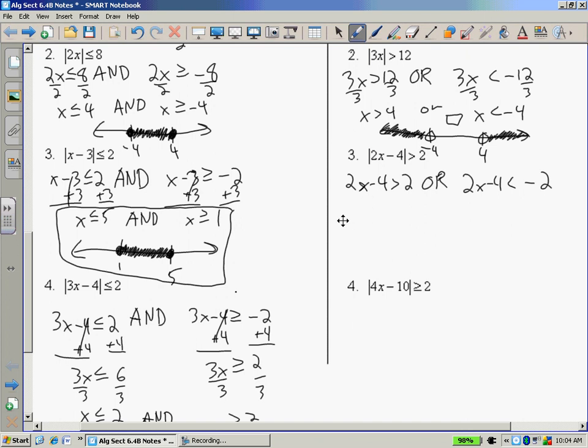Okay, now we're going to solve. We're going to add 4 to both sides. 2x is greater than 6. Divide through by 2. X is greater than 3. Or add 4. Get 2x is less than 2. Divide through by 2. X is less than 1. And let's graph it. As we've solved it, now we're going to graph it.